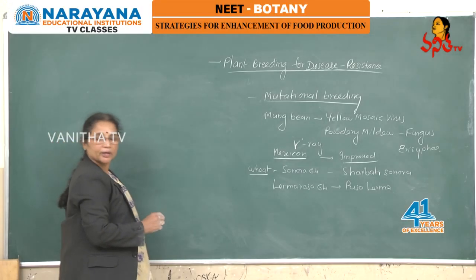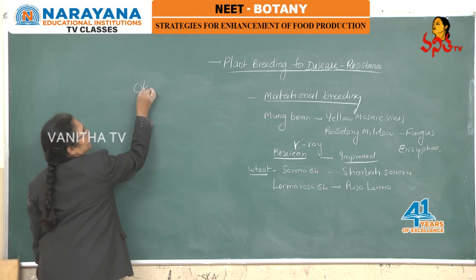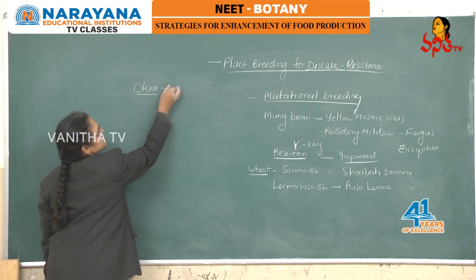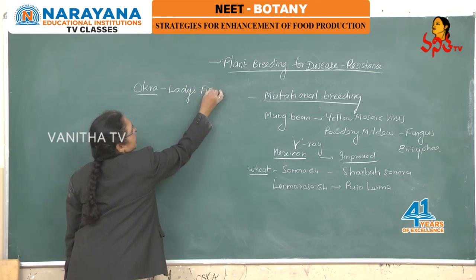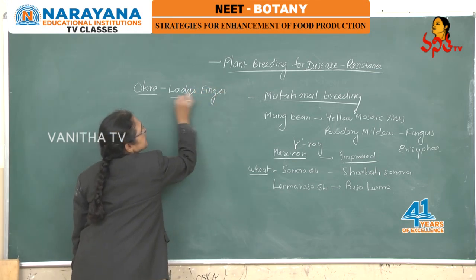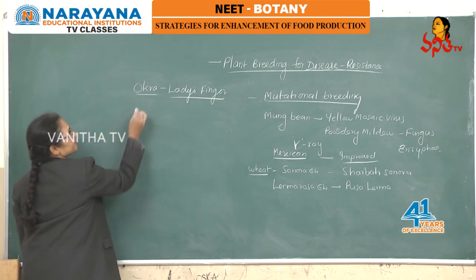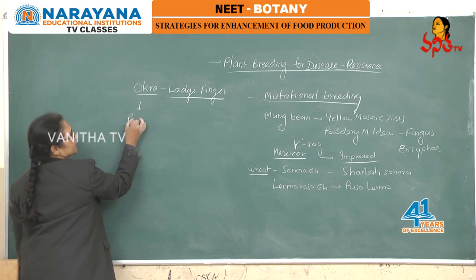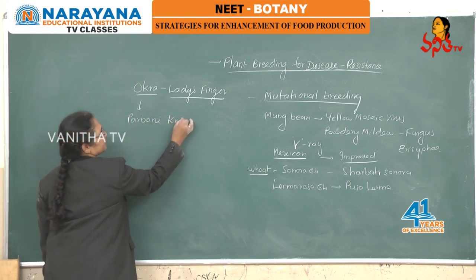So finally, we are going to learn about one more important example here. It is okra. Okra means lady's finger, children. In lady's finger, a variety is developed by conventional plant breeding program only. That variety is Parbhani Kranti.